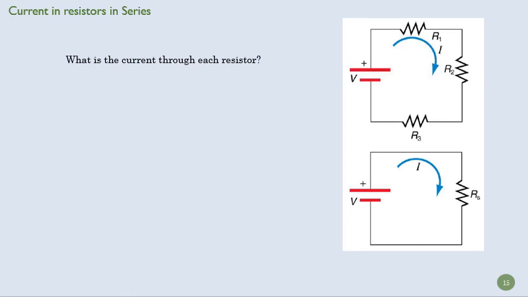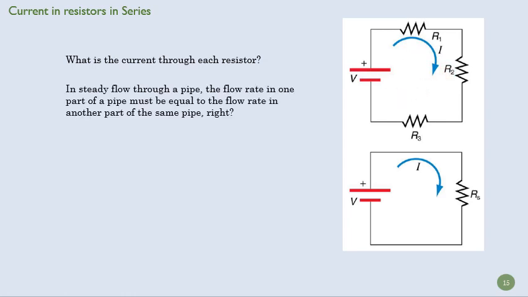So what is the current through each resistor, right? We know what the total current is, but we want to know what it is through each resistor. Well, if we think about this physically, like a pipe that goes through one gate here and another gate here and another gate here, we know by the conservation of mass that that flow has to be the same all the way through, right? We can't have more water going through this gate than we would have going through this gate.